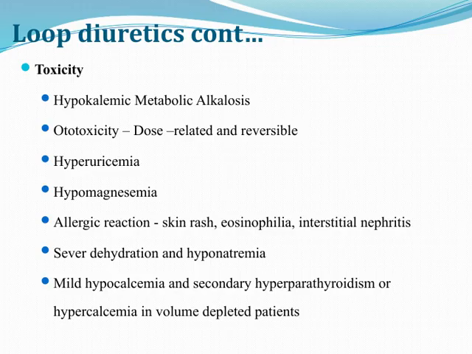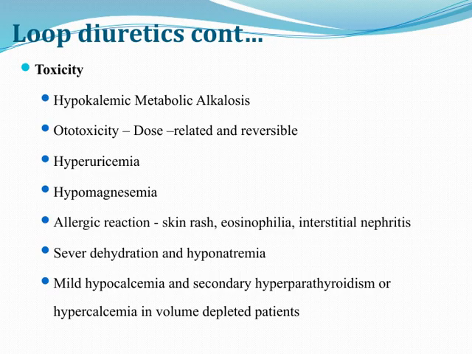Another concern is hyperuricemia, which can increase the risk of gout. Loss of magnesium, or hypomagnesemia, is also common and can predispose patients to arrhythmias. We should also be aware of allergic reactions, such as skin rashes, eosinophilia, or even interstitial nephritis, which, while less common, can be serious. Severe dehydration and hyponatremia are significant risks, especially if diuretics are overused or not properly managed. These can lead to dizziness, confusion, or even more severe complications.